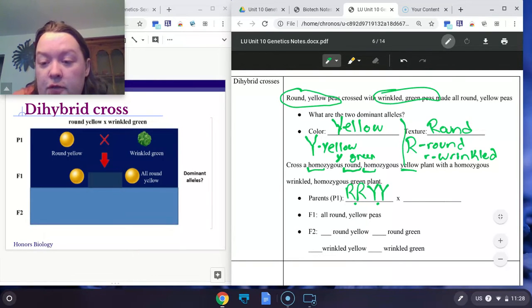Now, parent 2, let's figure out parent 2. Parent 2 is homozygous wrinkled. Remember, homozygous is two of the same, because homo means same. And wrinkled, we said wrinkled is going to be little r, so two of the same little r's. That parent is also homozygous green. Homozygous, again, means same, which is two of the same letter, and we said that green is going to be little y. So parent 2 is going to be little r, little r, little y, little y. Again, little r for wrinkled, little y for green.